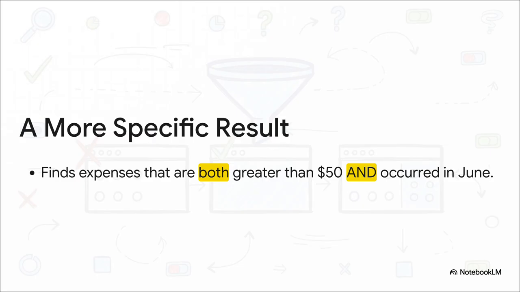An expense of $60 in May? Nope, that's not going to show up. An expense of $30 in June? That won't show up either. Only the records that pass both tests, over $50 and in the month of June, are going to be returned.